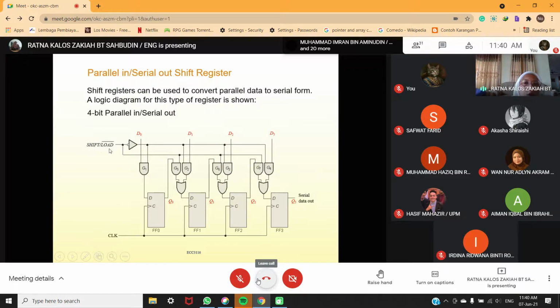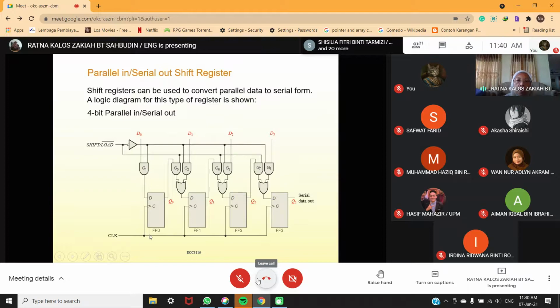If you look here, load has a bar. So when the signal is low, the data will be loaded into this circuit at this input. When the signal is high, it will start to shift. So you must know what this shift and load is. When high, it will shift. When it is low, it will load. The data will be loaded into this circuit here.